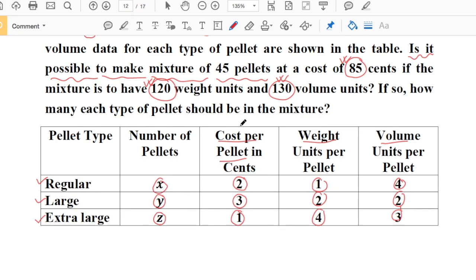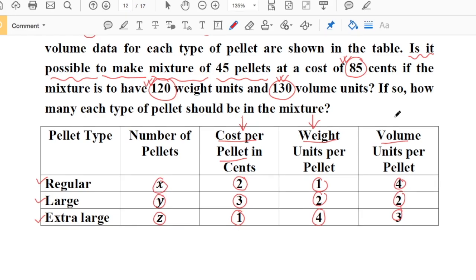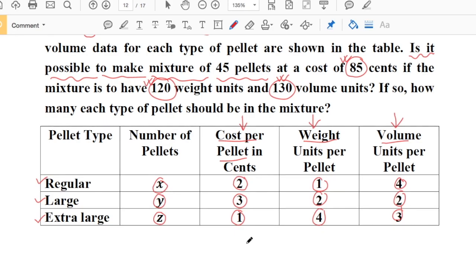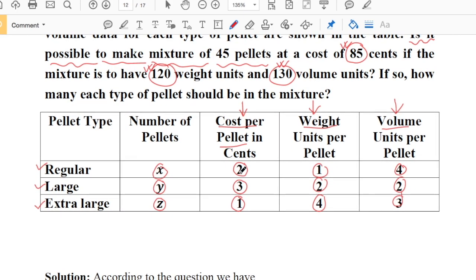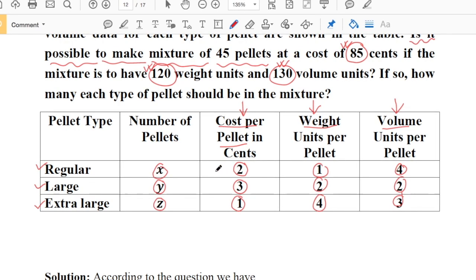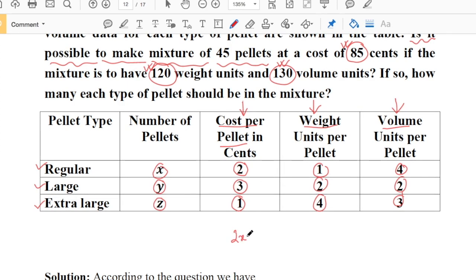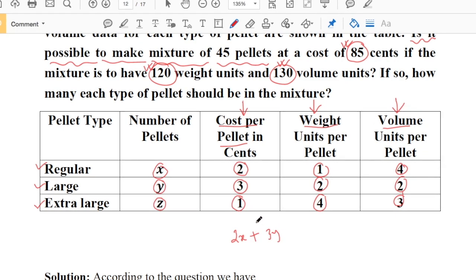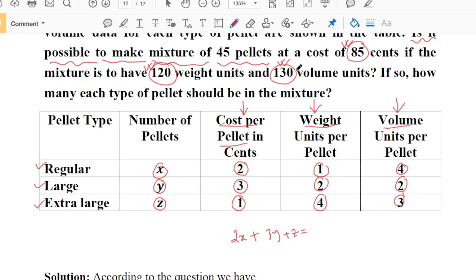So you need to use first column for the first equation, second column for the second equation, and third column for the third equation. So first equation will be what? 2 is the cost of one regular pellet. So total number of regular pellets X, therefore total cost will be 2x plus total cost of large one 3y and total cost of extra large one z, which should be equal to total cost 85 cents.